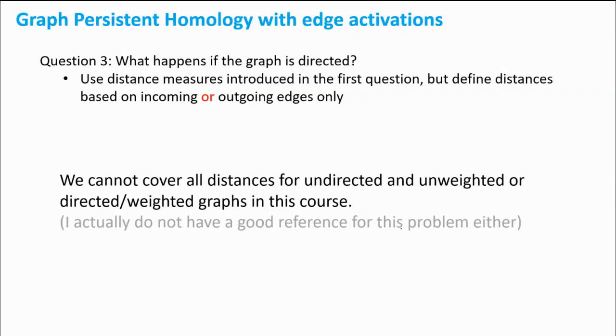So we cannot cover all distances for undirected and unweighted graphs in this course. I was trying to find a good reference for the graph distances. There is a good survey paper on graph edit distance that finds the distance between two graphs. But I have not found a good reference to find node distances on a graph. So if you have a good reference, please let me know.